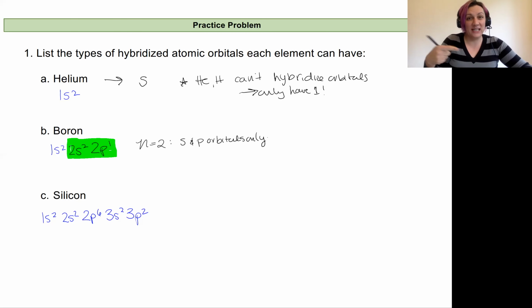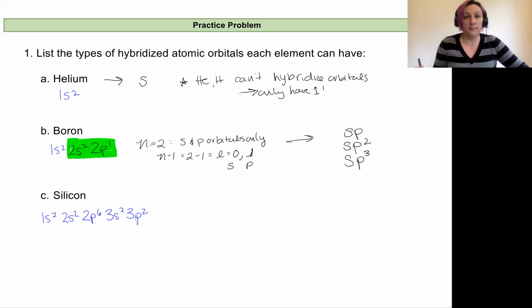Remember, we can have as many different shapes of orbitals as n minus 1, right? So this will be 2 minus 1, or sorry, the number of nodes. So our L value would be equal to either 0 or 1, and that's going to correspond to s or p. Working with only s and p orbitals, we can hybridize sp, sp squared. I can bring in 2 of my p orbitals, or I can bring in all 3 of my p orbitals and make sp3 hybridized. So I can make these 3 hybridized orbitals for boron and nothing else.